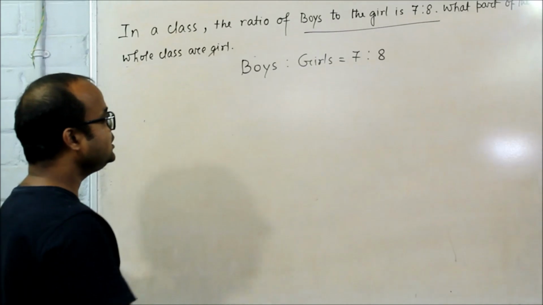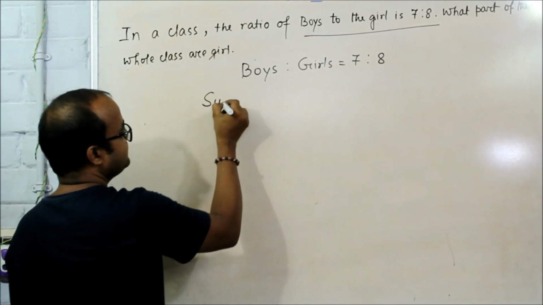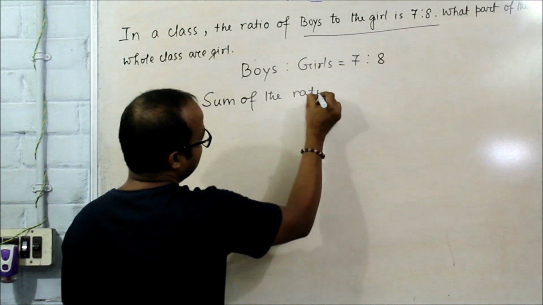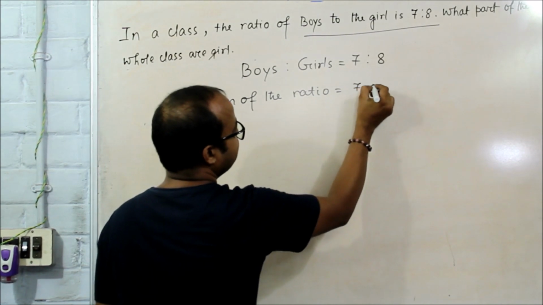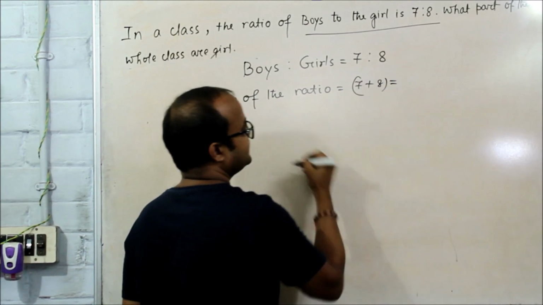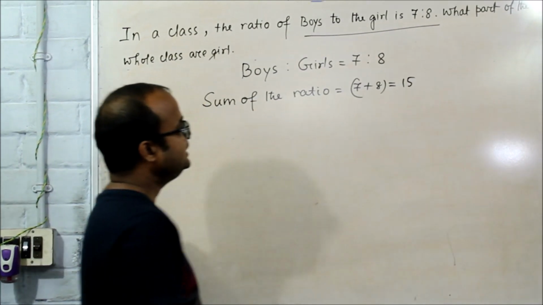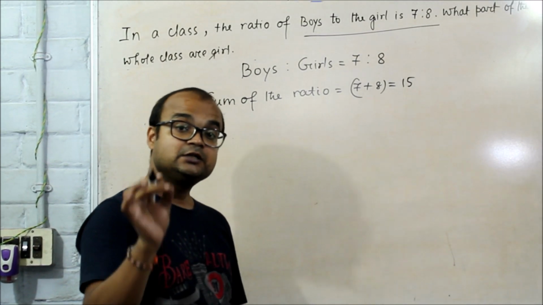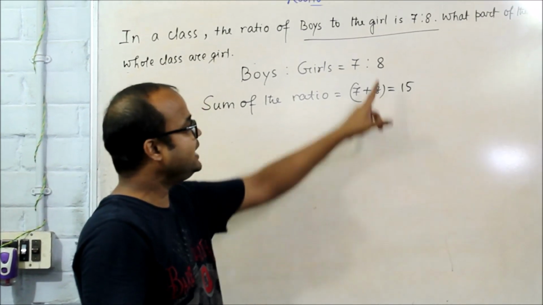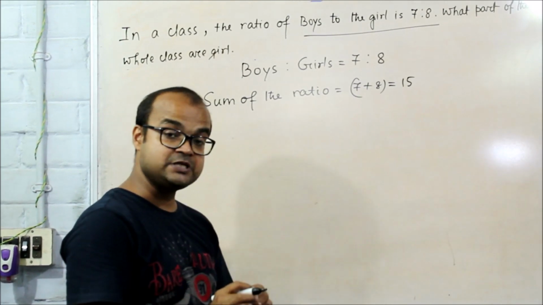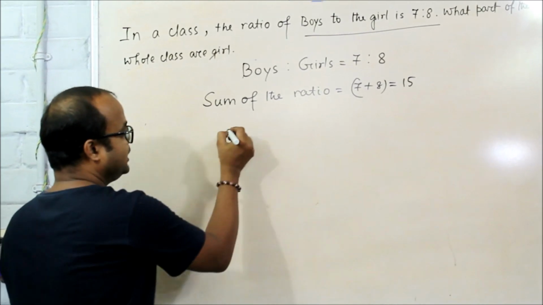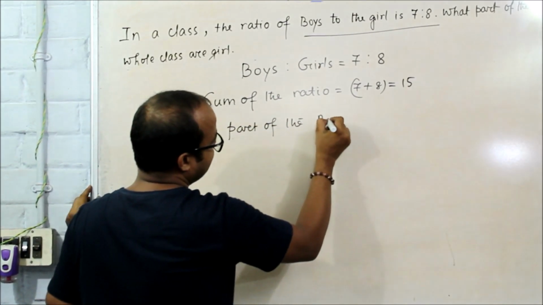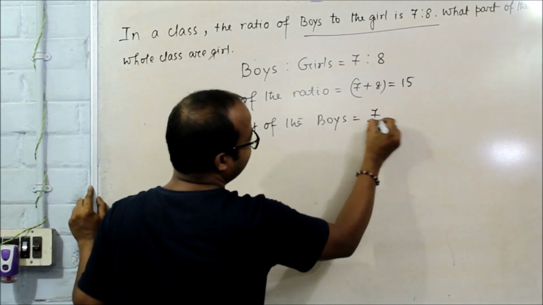Now find out the sum of the ratio. Therefore, the sum of the ratio is equal to 7 plus 8, that is equal to 15. Now if you write 7 by 15, that represents the portion of the boys, and 8 by 15 represents the part of the girls. So part of the boys is equal to 7 by 15.